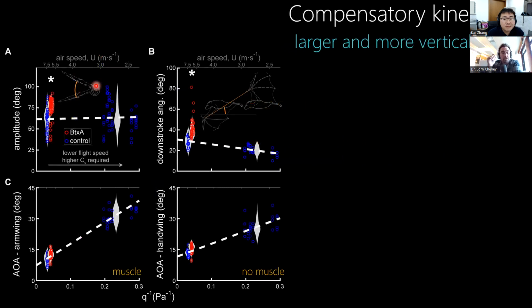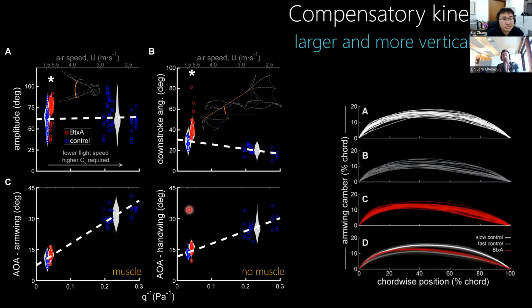So the kinematics that they end up adopting to compensate for this increased camber are that we see an overall larger wing stroke, and the wing stroke ends up being more vertical. So if we plot amplitude of the wing beat, we see that they end up taking a substantially larger amplitude. Basically, they end up increasing their wing beat amplitude by about 20 to 30 degrees. And they also end up, not surprisingly, flapping more vertically, which should help tilt their aerodynamic force vector more forward to help counteract the increased drag that they're probably experiencing from the increased camber. We see no change in angle of attack relative to our linearized model in either the arm wing or the hand wing.